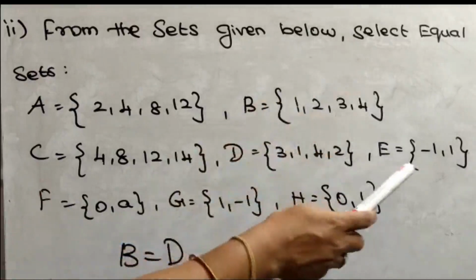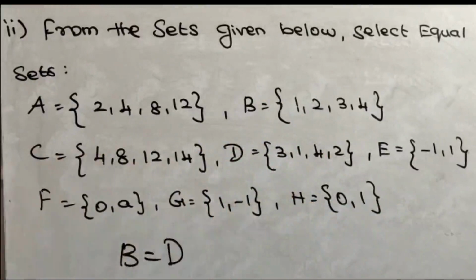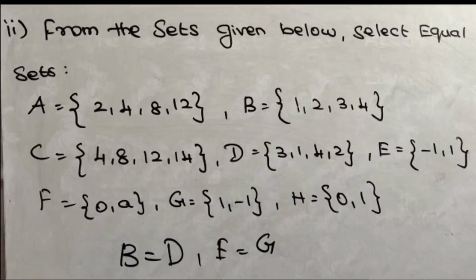Now we move to E, minus 1, 1. See the G set, 1, minus 1. Again, only the order has changed. Therefore, E is equal to G. What about the other sets? There is no set common to each other. Therefore, only two pairs are equal. One is B is equal to D. Another one is E is equal to G.